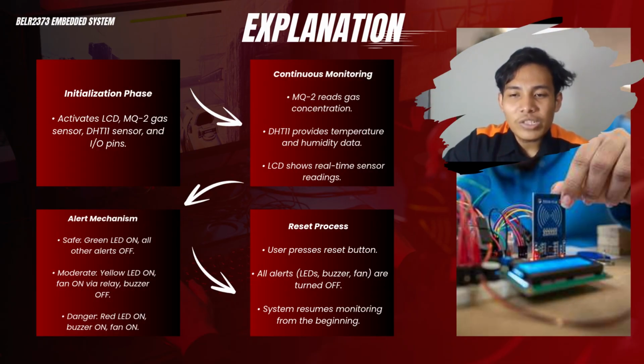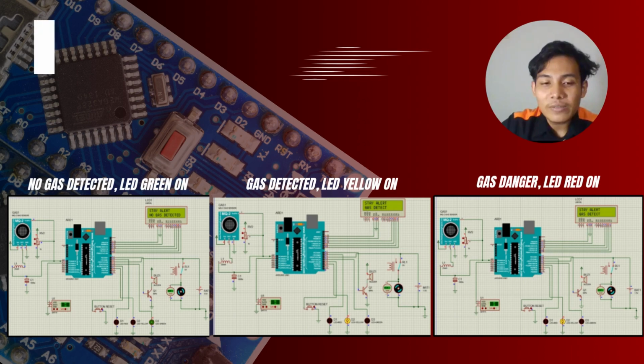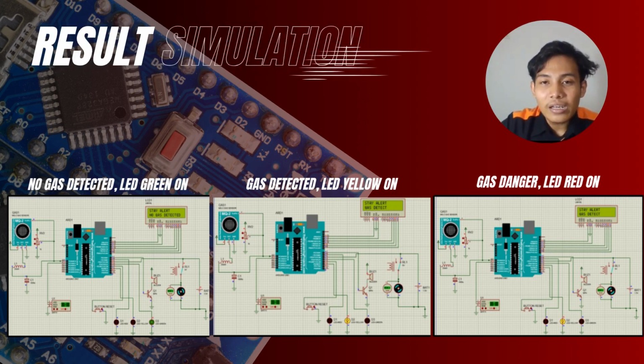The system then waits for the user to press a reset button, which deactivates all outputs, which are the buzzer, relay and LED, and restarts the monitoring cycle to ensure continuous safety. As you can see here on this slide, this is the condition of no gas and the green LED is on. So as you can see here, the green LED is on, the motor is off, and the buzzer is off.